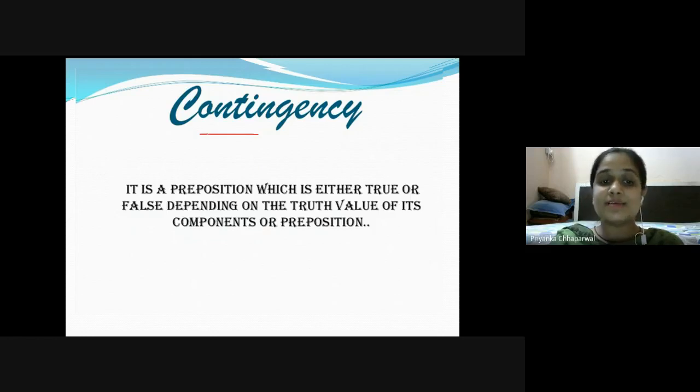Contingency is a proposition which is either true or false depending on the truth value of its components of proposition. Means contingency में it is not fixed कि आपका आंसर true आएगा या false आएगा. In contingency your answer may be true, may be false. Okay, it just depends on the truth value.